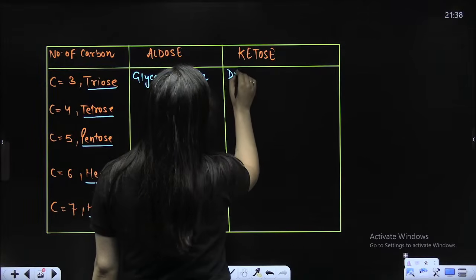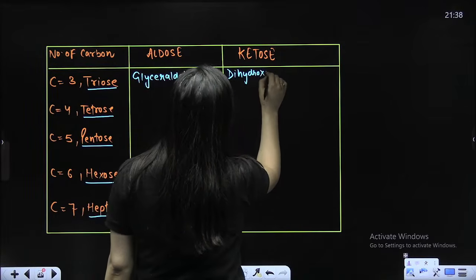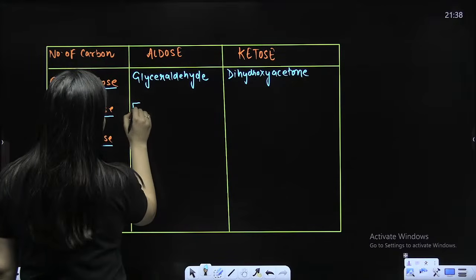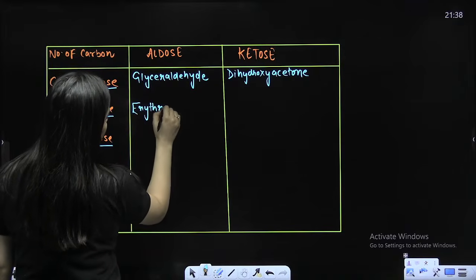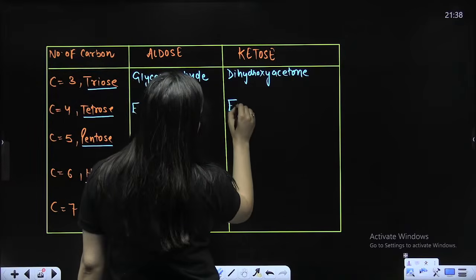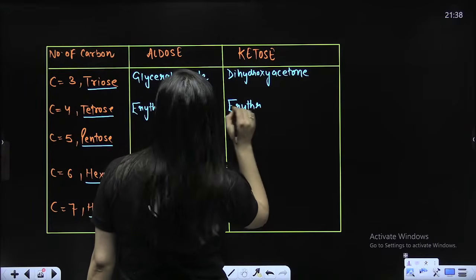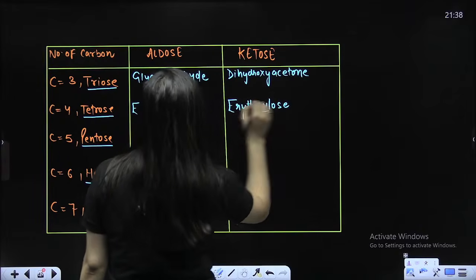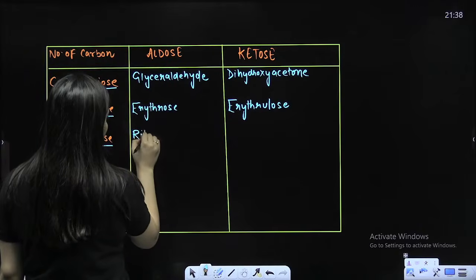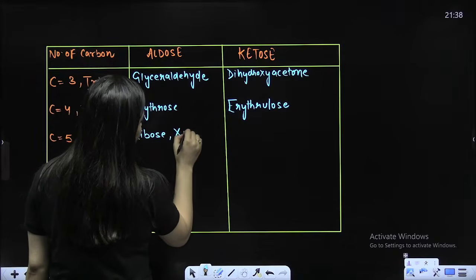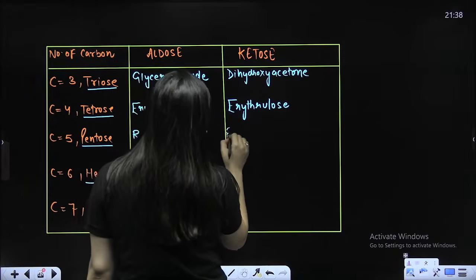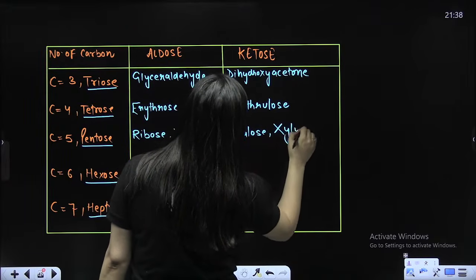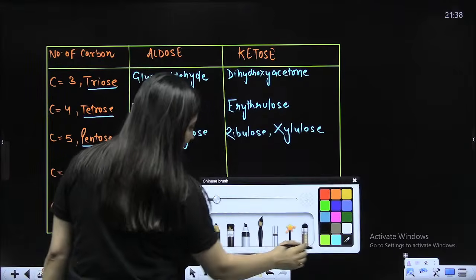And here you have the example of dihydroxyacetone. But this one will not be optically active. We'll come to that later. Just here, you can see the example is erythrose. Carbon number is 4. Here the example is erythrulose. So this ul you have to add. Then here you have ribose, you have xylose, here you have ribulose, and here you have xylulose. There are many examples. I'm just trying to show you this.